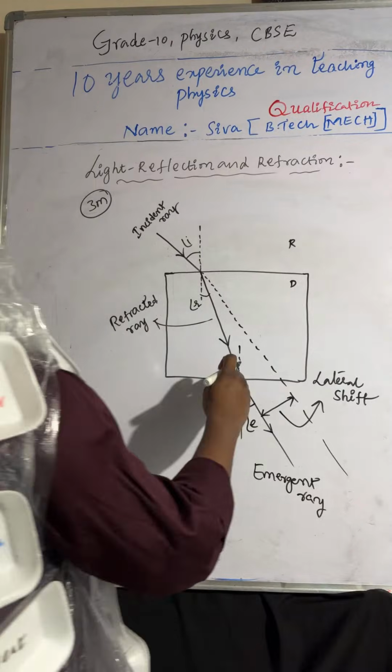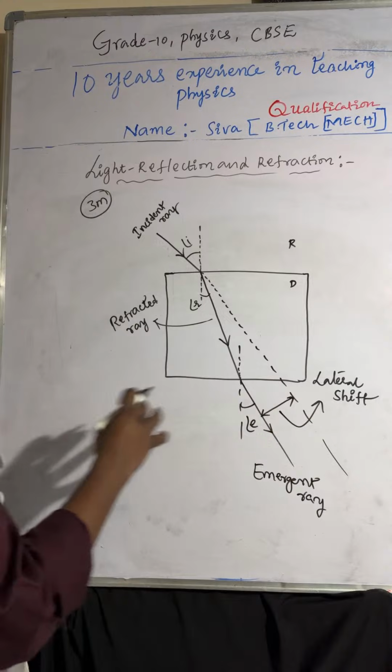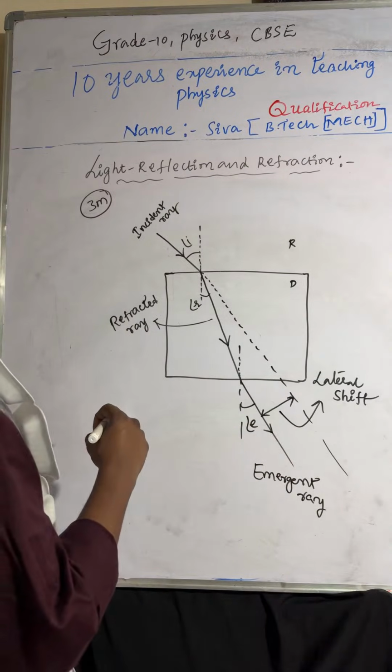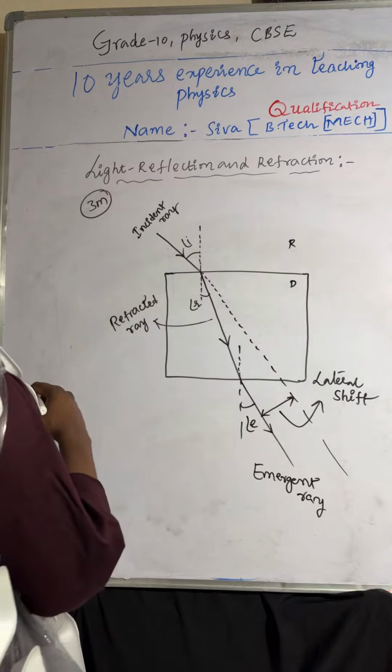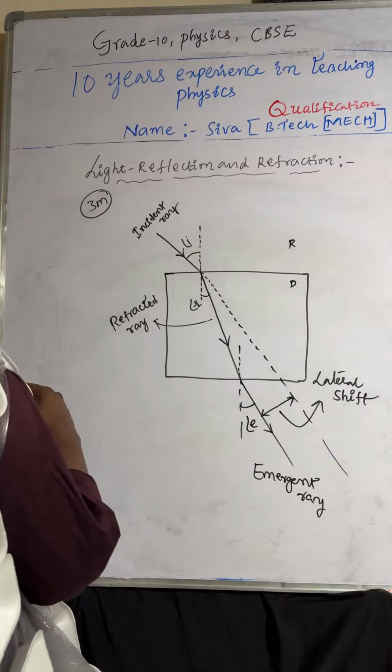So the distance between the emergent ray and the initial direction of the incident ray is called, what is this one? This one is called lateral shift. Lateral shift. Understood or not? I hope it is very clear.